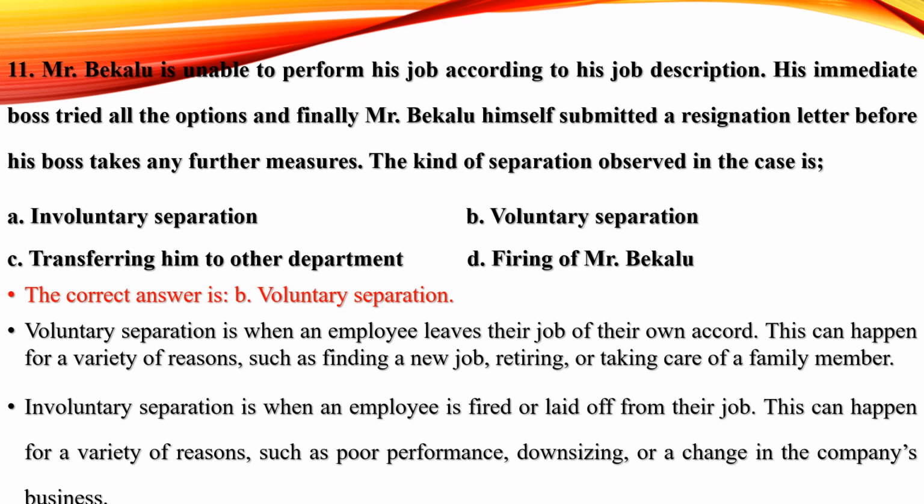This can happen for a variety of reasons such as poor performance, downsizing, or a change in a company's business. So since Mr. Bakalu is unable to perform his job according to the job description, his immediate boss does not try to fire him. But Mr. Bakalu can immediately submit a resignation letter before his boss takes further measures. Therefore, Mr. Bakalu wants to separate by voluntary separation mechanism. So B is the correct answer here.